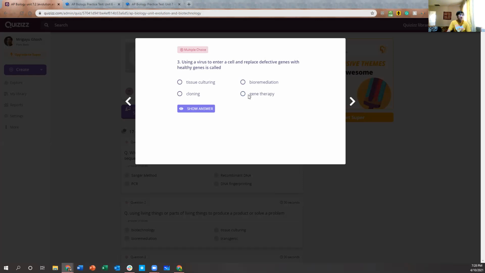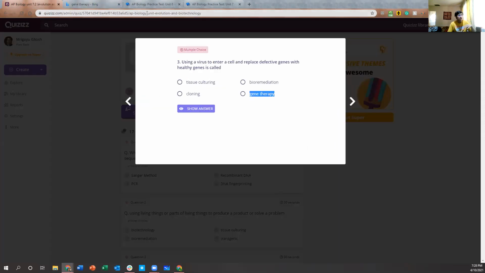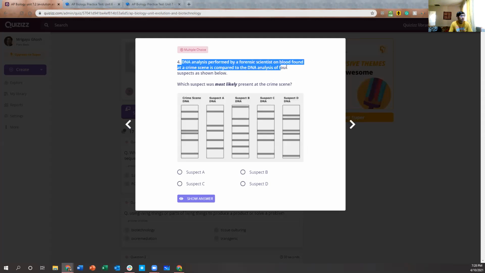So we haven't studied this, but it seems like gene therapy is where we inject foreign DNA or foreign RNA, foreign genetic material, so that it can replace the defective genes. Okay. DNA analysis performed by a forensic scientist, with four suspects. So this is your DNA fingerprinting, and this is pretty useful because now you can compare the DNA.